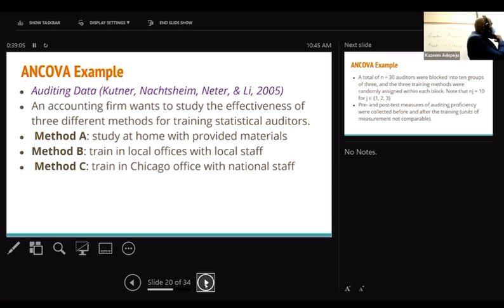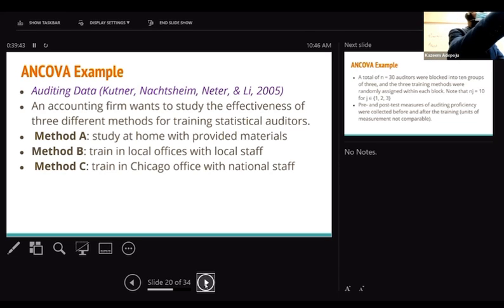Now, I'm going to give you this example. Auditing data collected by Kuttner et al., 2005, where the accounting firm wants to study the effectiveness of 3 different methods for training statistical auditors. They have 3 methods. Method A, where the auditors study at home with the materials provided. Method B, the auditors trained in a local office with local staff. Method C, the auditors trained in Chicago office, which happens to be the headquarters, right?